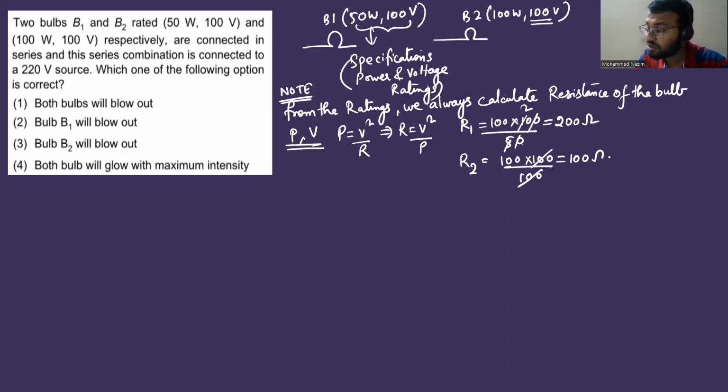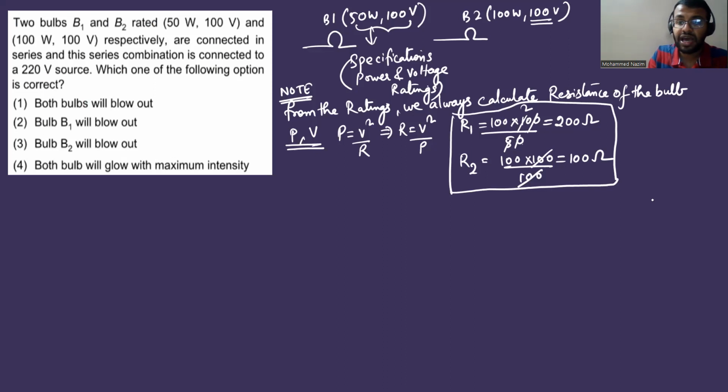You're going to get 100 ohms. Now it will be a simple circuit based question that you have to solve. So you need to just calculate the resistance of the bulb and replace the bulb by its internal resistance, and then solve the circuit in the normal way.